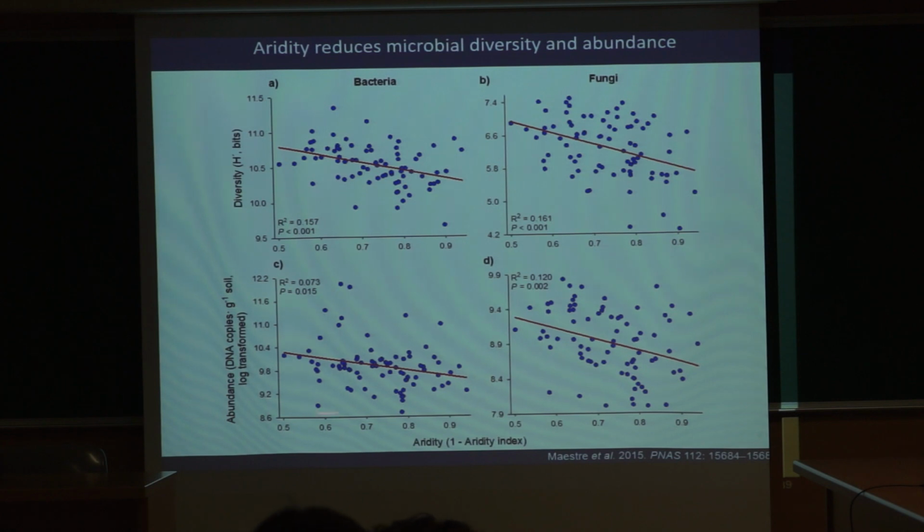We look at the effects of aridity, in this case on the diversity and abundance of both soil bacteria and fungi. We quantify them using DNA approaches, Illumina sequencing for diversity, and qPCR for quantifying the abundance. In all the cases, we found a relatively clear pattern, a linear decline, a quite strong decline in both the abundance and richness of these microorganisms as aridity increases.